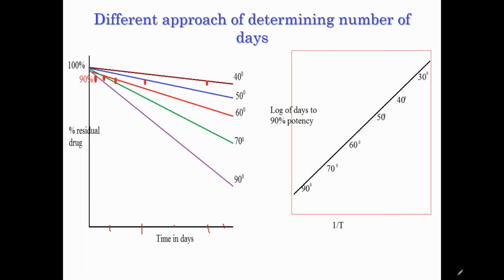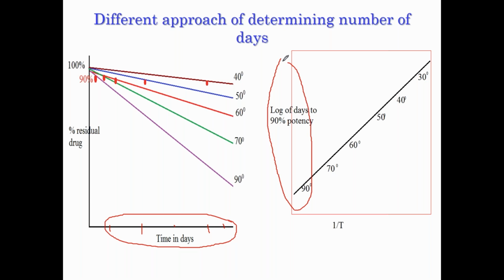Plot another graph having this value on the y-axis. Take out this data, whatever you would have got after extrapolation, and plot it separately in another graph on the y-axis like this: log of days to 90% potency. That means the time taken for the drug to reduce its potency from 100% to 90%. So you get this value from the first graph and plot it against 1/T.